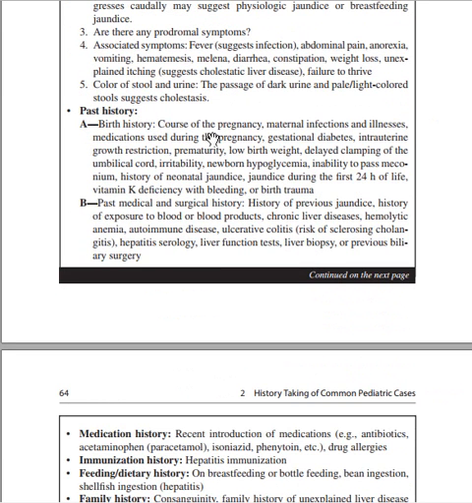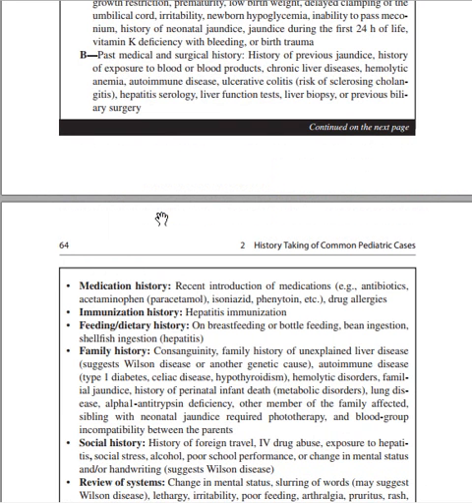Now the birth history: the course of the pregnancy, maternal infection, gestational diabetes, intrauterine growth, and low birth weight. You have to know all this, including jaundice during the first 24 hours and any history of neonatal jaundice. Jaundice during the first 24 hours is always pathologic, but jaundice after 2 days of life is not always pathologic. It may be pathologic or physiologic, and I'm going to explain the reasons for physiologic jaundice later. Then we have the past medical and surgical history.